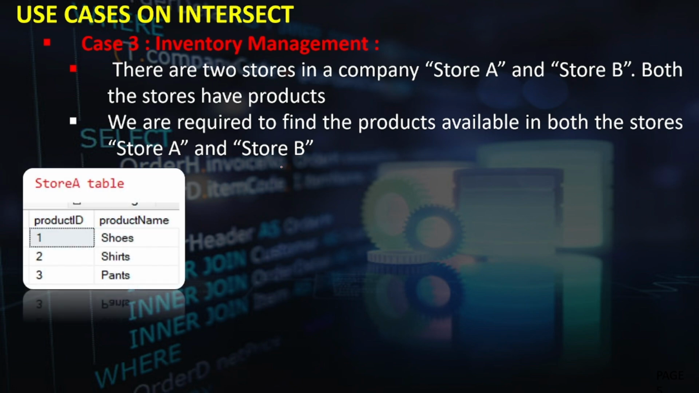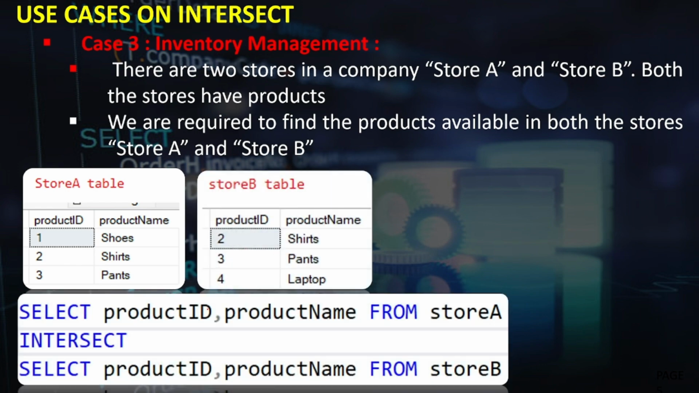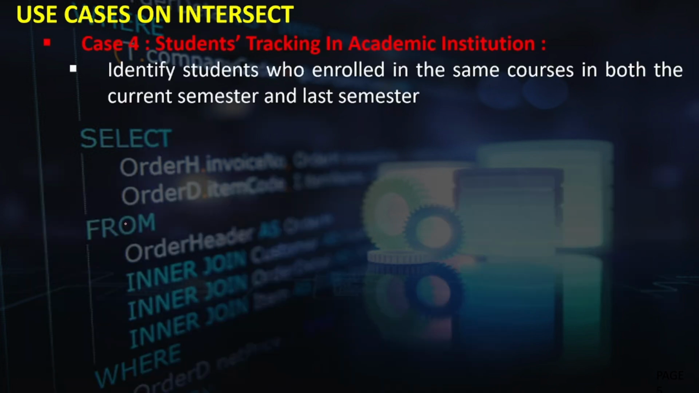So here is store A, which has 1, 2, 3: shoes, shirts, pants, and store B has 2, 3, 4: shirt, pants, and laptop. And writing the intersect on both of these, here is the answer. Shirts and pants are the two products which are available in both the stores, store A and store B. Make sense? Likewise, we have a couple more use cases.